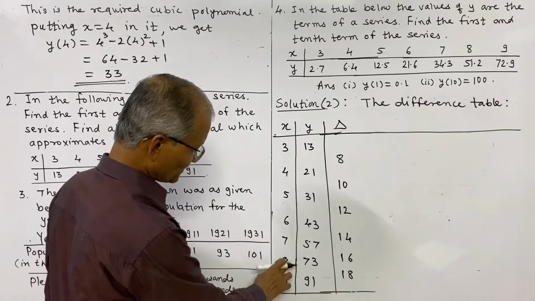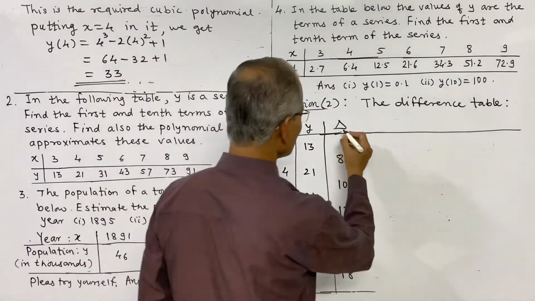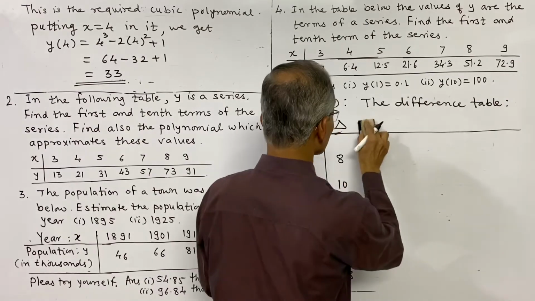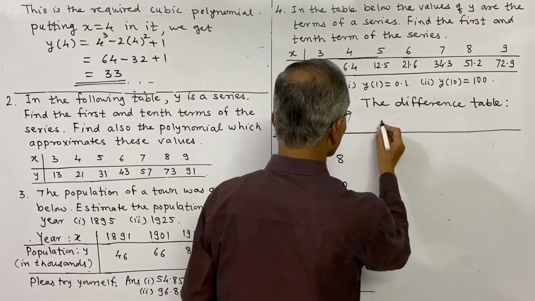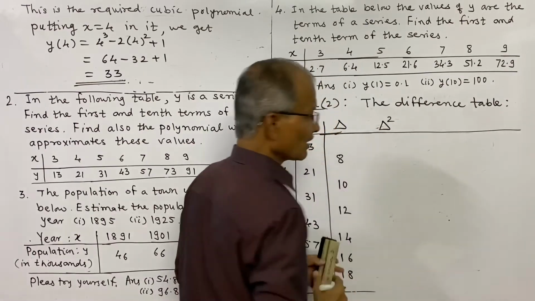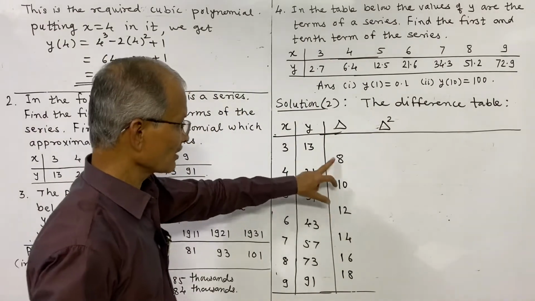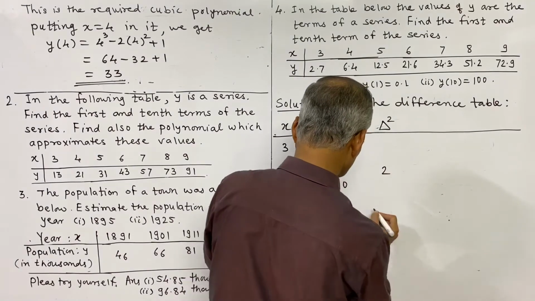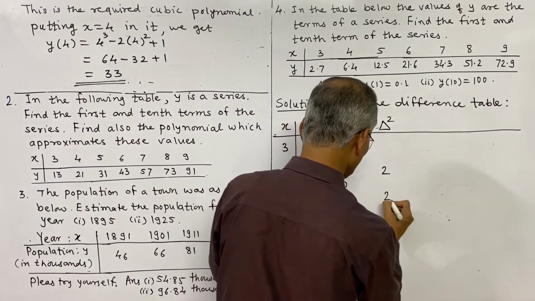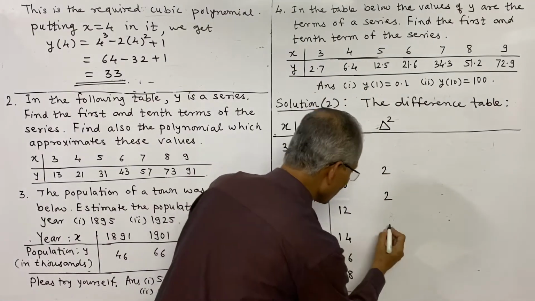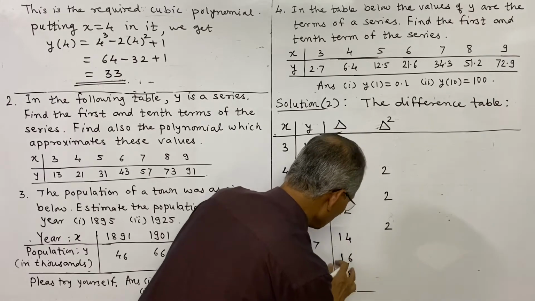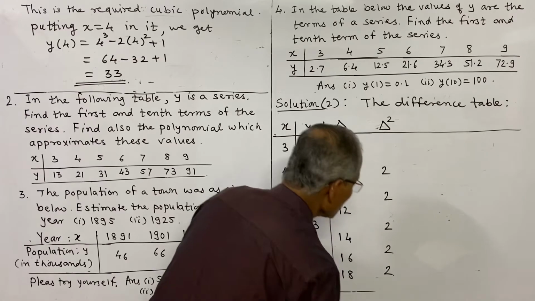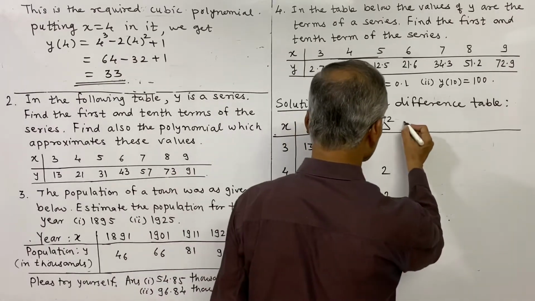So we have to keep some space here. And this is delta. What will be delta square? Differences of the first order differences, that is 10 minus 8, which is 2. This is 12 minus 10, which is 2. This is 14 minus 12, again 2, and this is also 2. Last is 18 minus 16, which is 2. So these are second order differences.